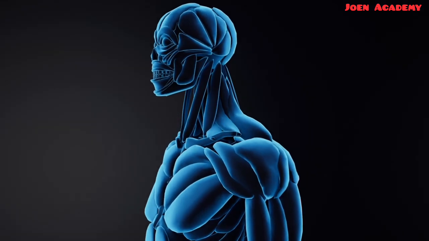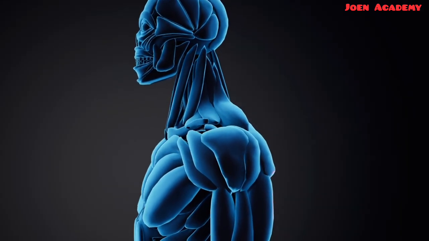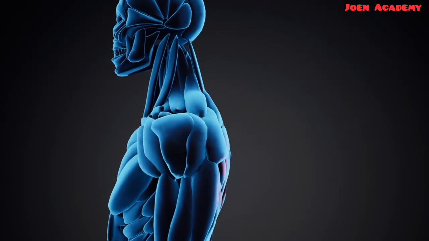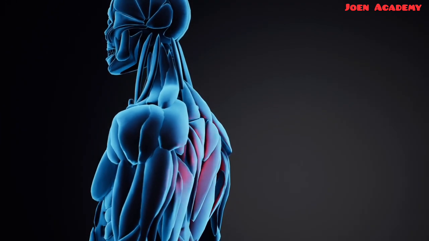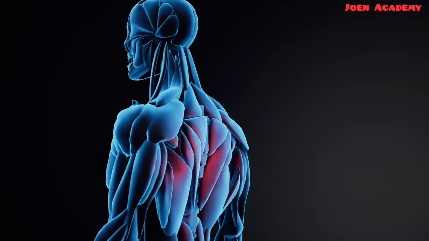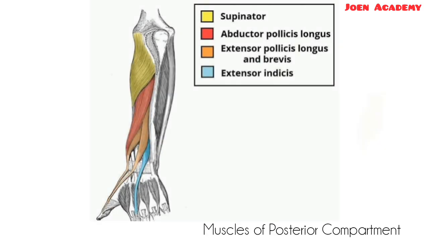As we have been able to see the different muscles of the anterior compartment of the forearm, let us also look at the muscles of the posterior compartment of the forearm. The muscles in the posterior compartment of the forearm are commonly known as the extensor muscles, because their general function is to produce extension at the wrist and fingers. They are all innervated by the radial nerve.